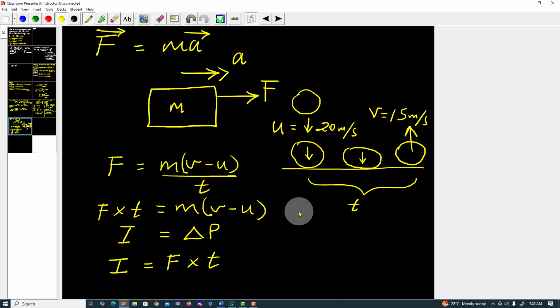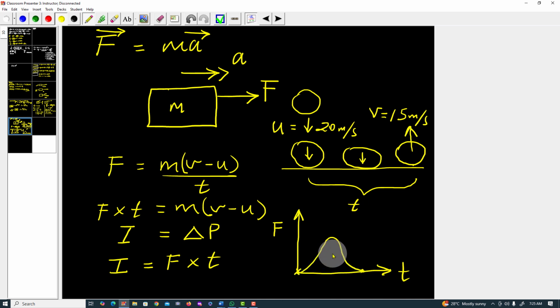If we were to plot a graph of how the force acting on the ball changes with time, we'll find that at this particular point, the force acting on the ball is 0. But at this point where the velocity is momentarily 0, that is where the force acting on it is maximum. And then that force reduces to 0 at this particular point.